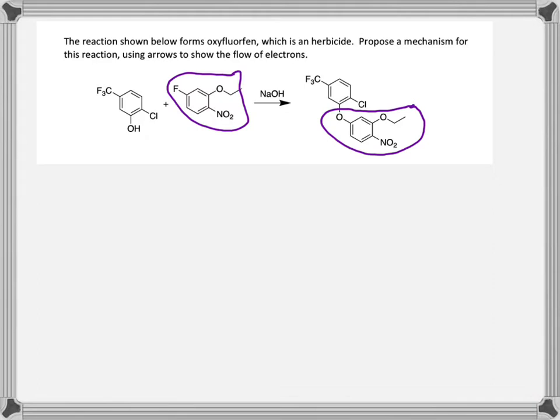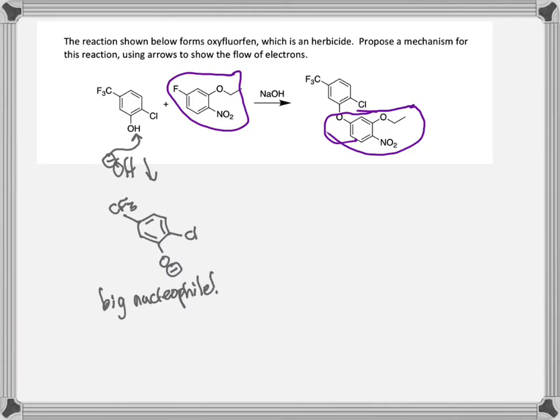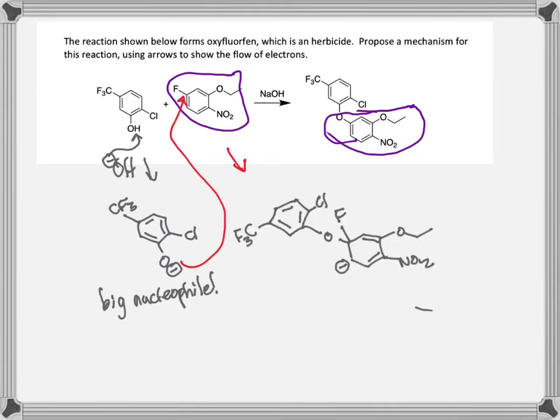So this purple circled starting material is going to be attacked by a nucleophile, but not the normal hydroxide nucleophile. What happens is hydroxide reacts with the OH group on the other starting material and deprotonates it to make a phenoxide, which is actually a nucleophile. So the phenoxide nucleophile attacks the carbon where the fluoride leaving group is and gives us an intermediate.